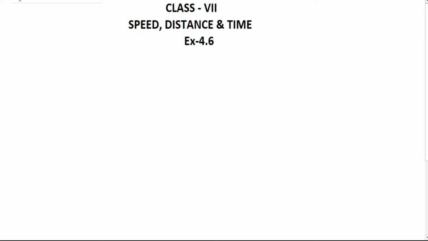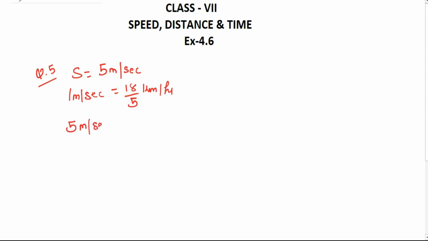Now next is question number 5. The question is asking that the speed is given as 5 meter per second and we need to convert it into kilometer per hour. So again we know the basic thing, that 1 meter per second is 18 by 5 kilometer per hour. So similarly we need to convert it for 5 meter per second. That will be equal to 5 into 18 divided by 5 kilometer per hour. 5 and 5 are going to be cancelled. So the final answer we are getting is 18 kilometer per hour.